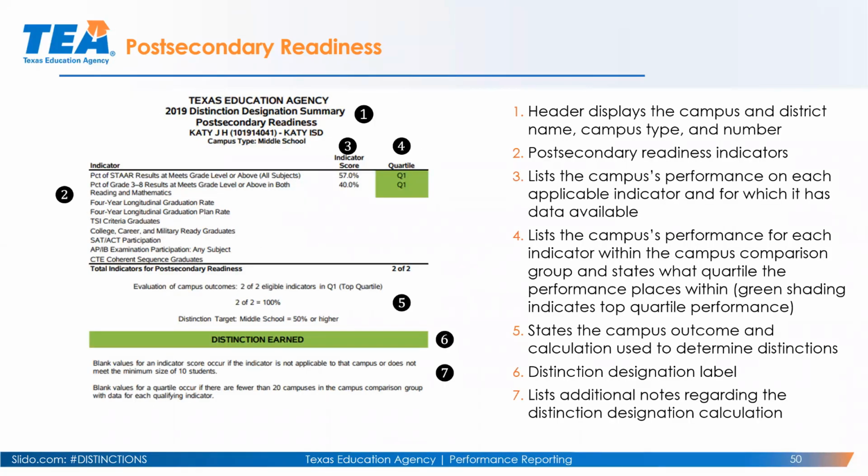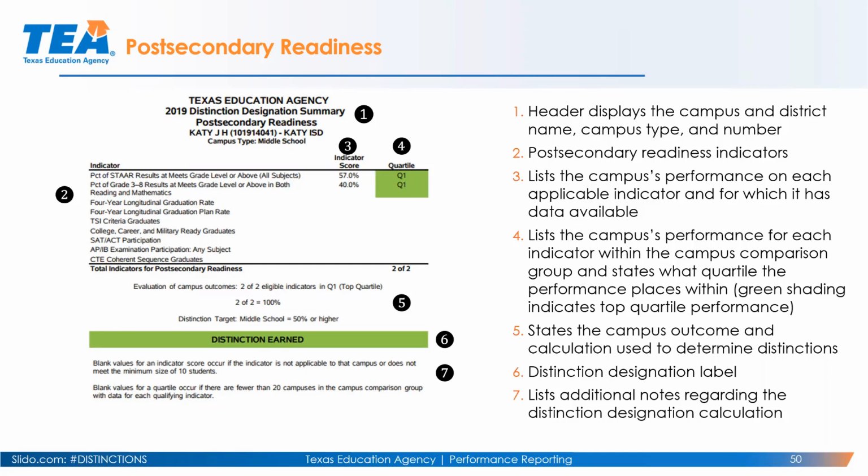This is an example of how this would work for a middle school. Section 1 displays the header information. Section 2 is the post-secondary readiness indicators used for this distinction. Section 3 would list out the indicator scores for this particular campus. And Section 4 lists that campus's performance within the campus comparison group. Green shading would indicate performance in Q1, or the top quartile. Section 5 lists the campus's outcome and the calculation used to determine this distinction.